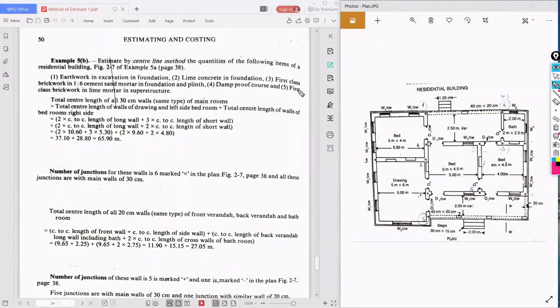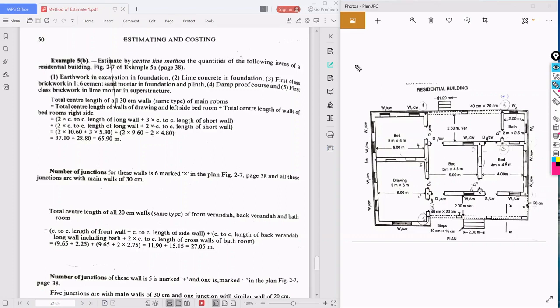Today we are going to solve the residential building, which we already solved in the long wall and short wall method. Today we will solve the same problem with the center line method. What parameters should be considered first in the center line method? How we calculate the tabular column is the same. The measurement form and the abstract form are all the same, but the method varies.